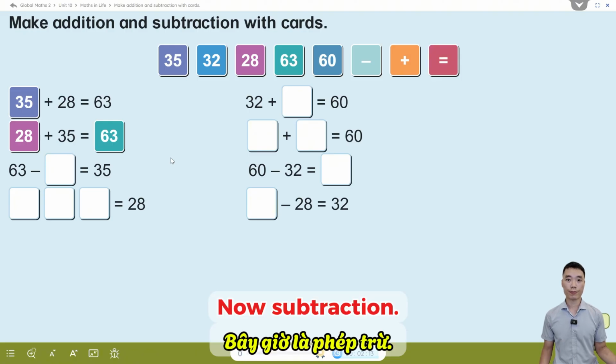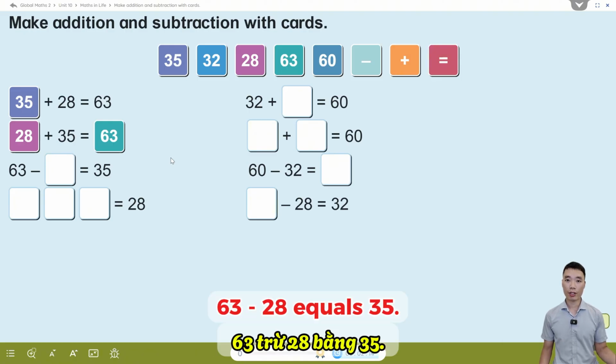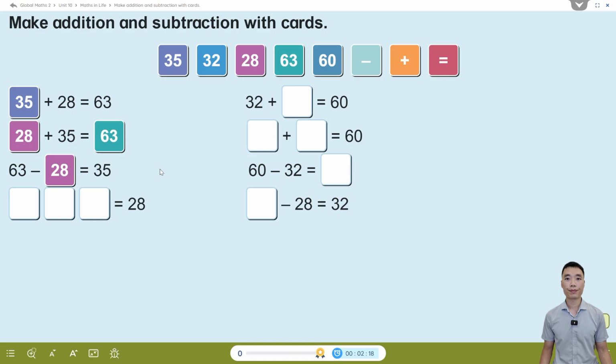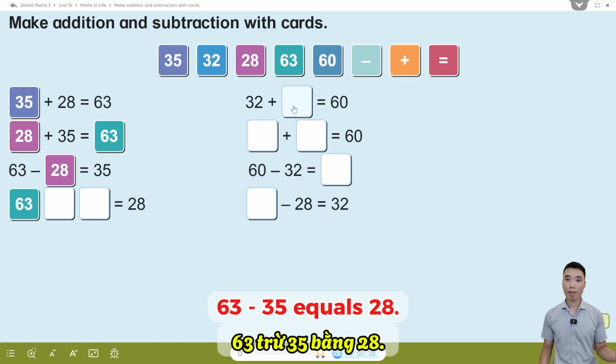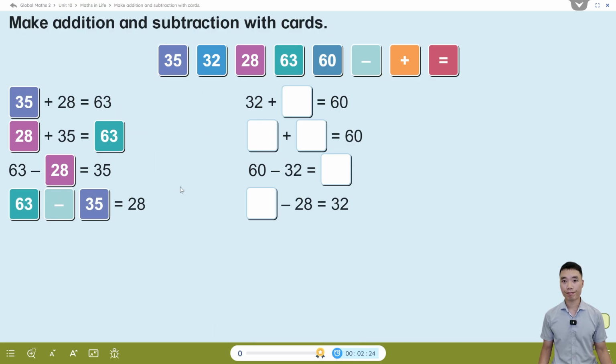Now subtraction. 63 minus 28 equals 35. 63 minus 35 equals 28.